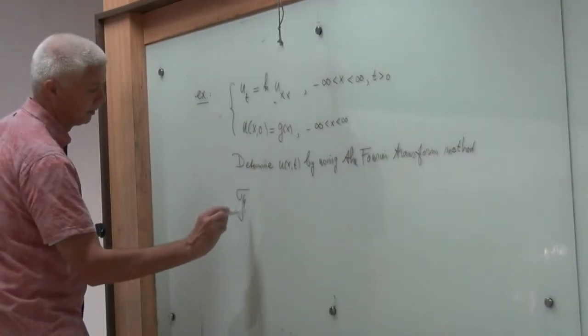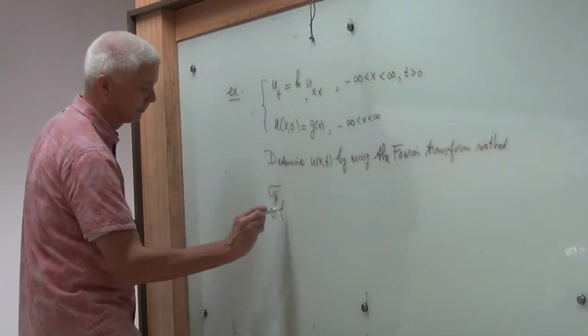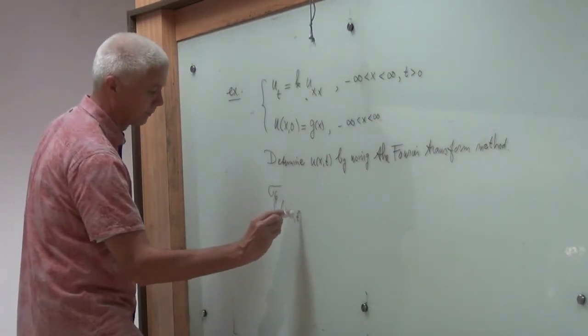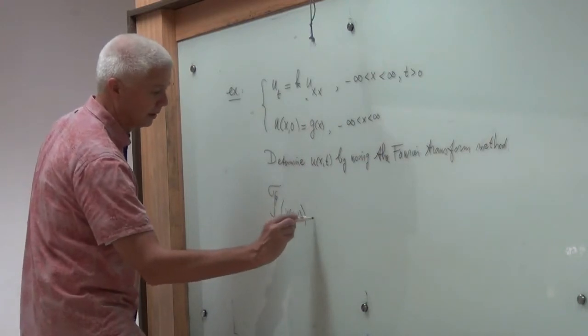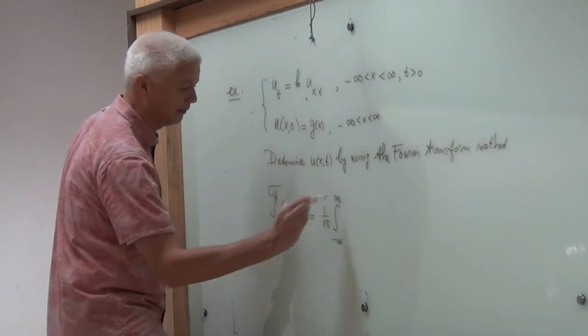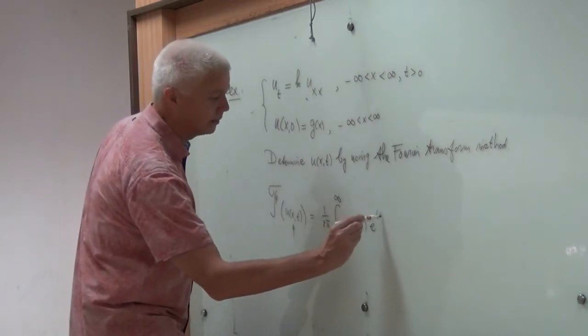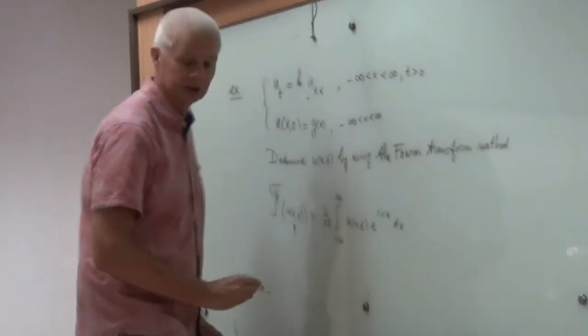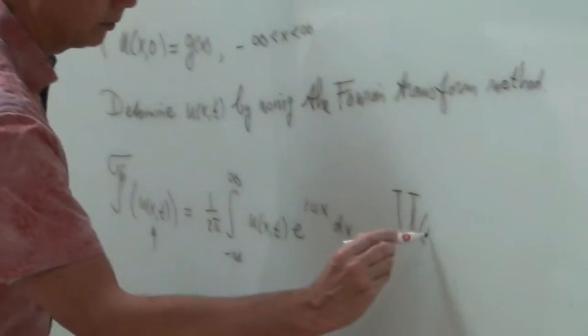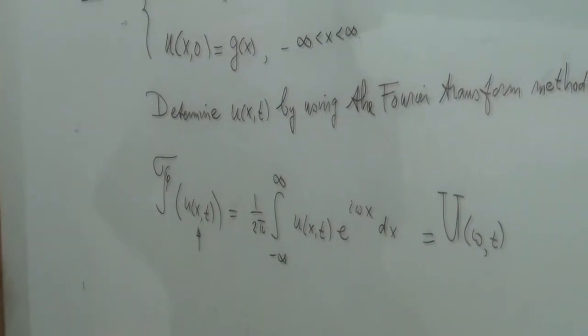So I define the Fourier transform of my function u(x,t) with respect to the X variable, and that's by definition 1 over 2 pi integral from minus infinity to plus infinity u(x,t) e to the power I omega x dx, and that will give me a new function U depending on omega and t. You agree? That's by definition the Fourier transform.